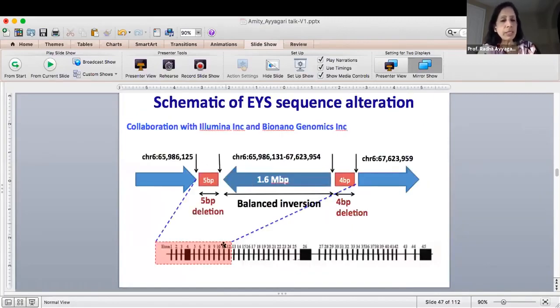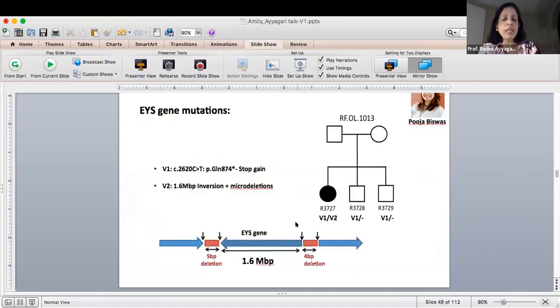So what does this inversion do? This inversion, from exon 1 to 12 of EYS, is inverted. So obviously, that impacts the transcript of EYS and results in loss of EYS transcript. Now we found the second mutation. The first EYS mutation is the stop codon mutation, and now the second mutation, this inversion. Both of them result in loss of EYS, and that results in retinal degeneration in this particular patient.